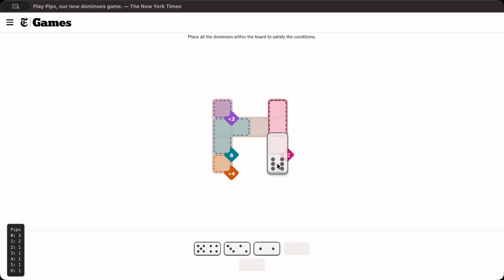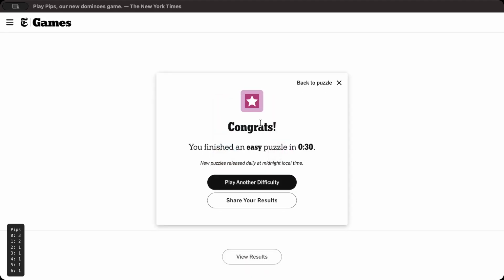So I'm guessing just something like this, because it's the only tile we have 3 of that can fit into the equals. This has to be less than 2, and this has to be greater than 4. 4, 5, so this has to be a 3. And there we go. That was the easy puzzle.